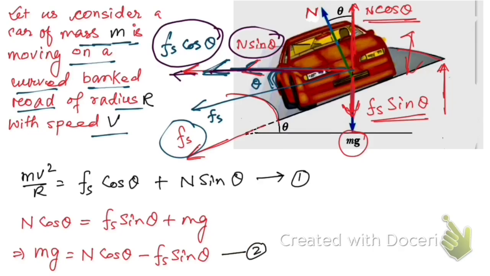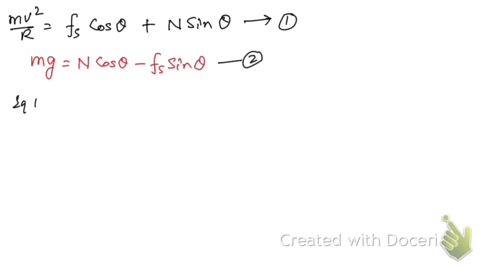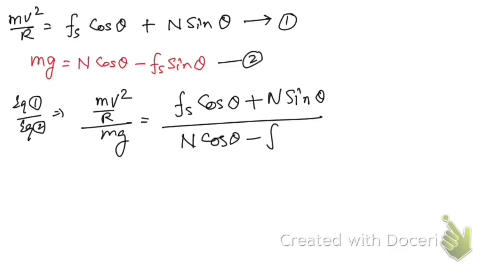Now let us divide equation number 1 by 2. Okay, let me copy these two equations 1 and 2, and let me write on the other side. Okay, here is the new slide. Now let us divide equation 1 by equation 2. If we divide that, then what we're going to have, mv square by r divided by mg is equal to Fs cos theta plus n sin theta by n cos theta minus Fs sin theta, right?